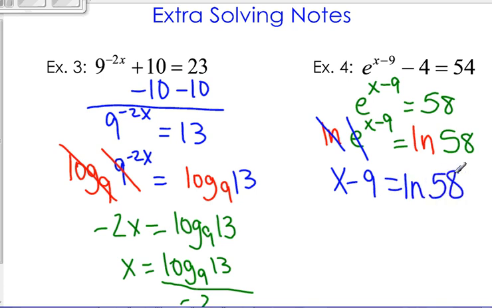Okay, and now I need to move my 9 to the other side. So I'm going to have x equals ln of parentheses 58 plus 9, because we have to move the minus 9 over. Notice that I put the 58 in parentheses because the 58 is attached to the ln. The addition of the 9 is not. We do that after we have operated the ln of 58.